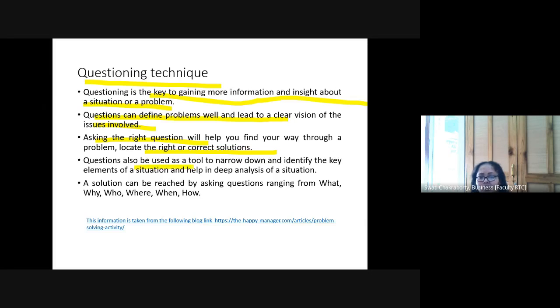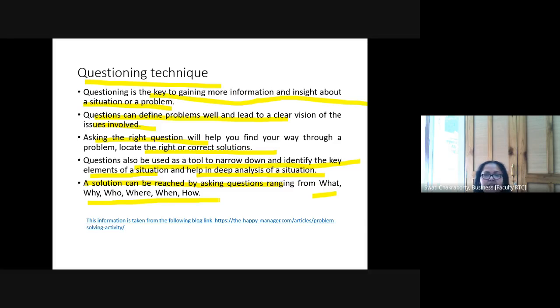Questions can also be used as a tool to narrow down and identify the key elements of a particular situation. What exactly are the main factors that have resulted in that situation, which would help you in deep analysis of the situation. And a solution can be reached by asking questions like what, why, who, where, when, how.